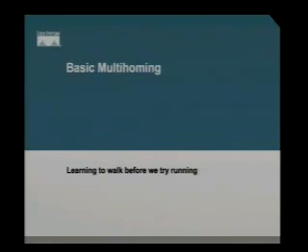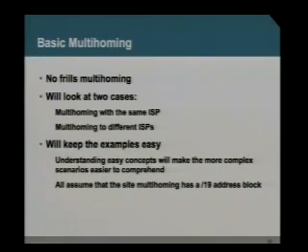This is basic multi-homing. We're going to assume that you're sitting right at the edge of the network, so you don't particularly care about outbound traffic flows. You're only really trying to worry about how traffic gets in to your network. So I've called it no-frills multi-homing. We're going to look at only two cases: multi-homing to the same ISP and multi-homing to different ISPs.